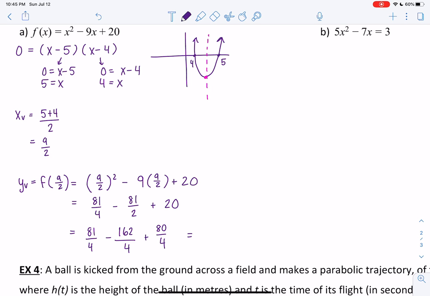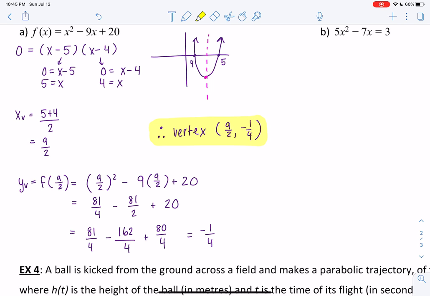And that will equal, sorry for my bad form here, I'm just running out of room. Negative 1 over 4. So therefore, the vertex is at 9 over 2, negative a quarter. Like that.